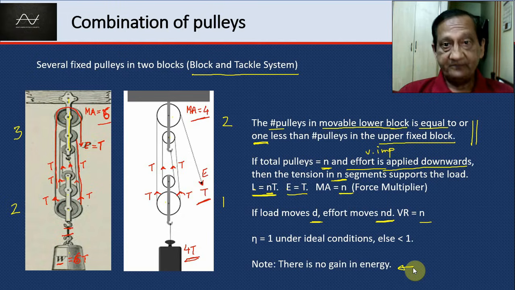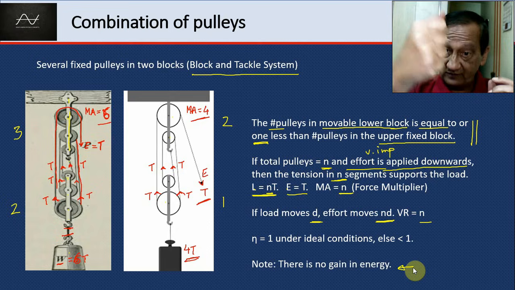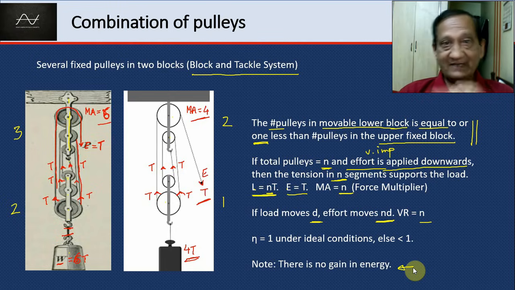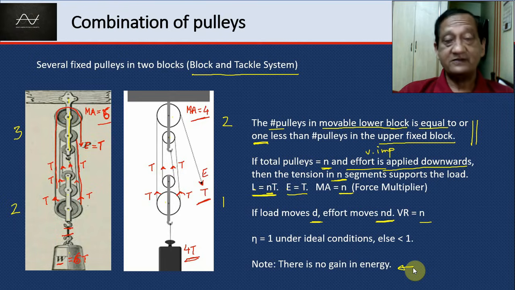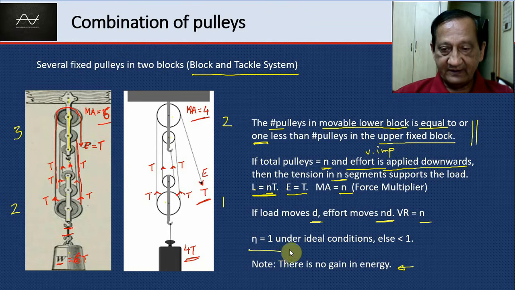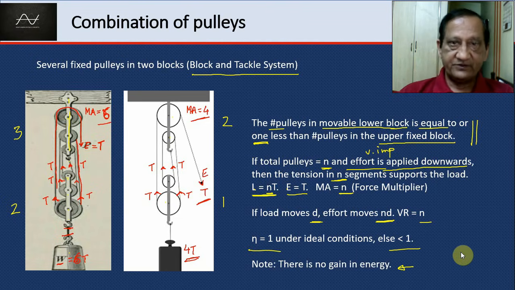So please understand, work is force into distance. Effort is smaller than the load, all right, but you have to move a longer distance. So that effort into the distance moved by the effort is the input work, and the load multiplied by the distance moved by the load is the output work. You can't have a case where you do less work and you get an output which is more than your input. So the effort moves a greater distance because the effort is smaller in value. Eta is equal to 1, ideally, else less than 1. So that's a combination of pulleys.